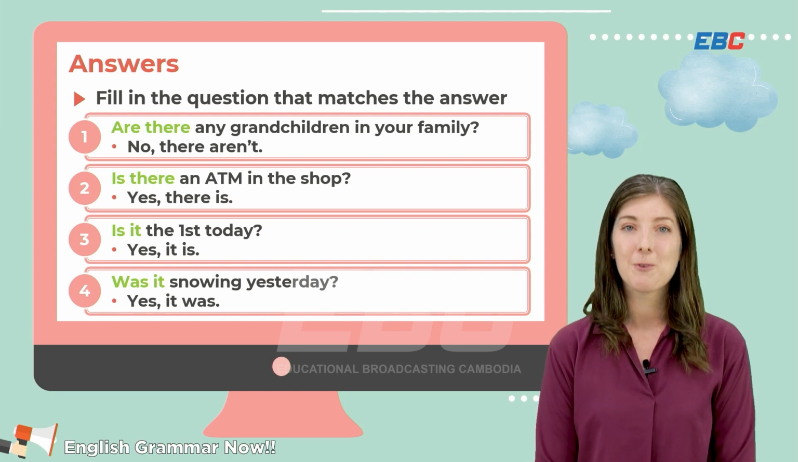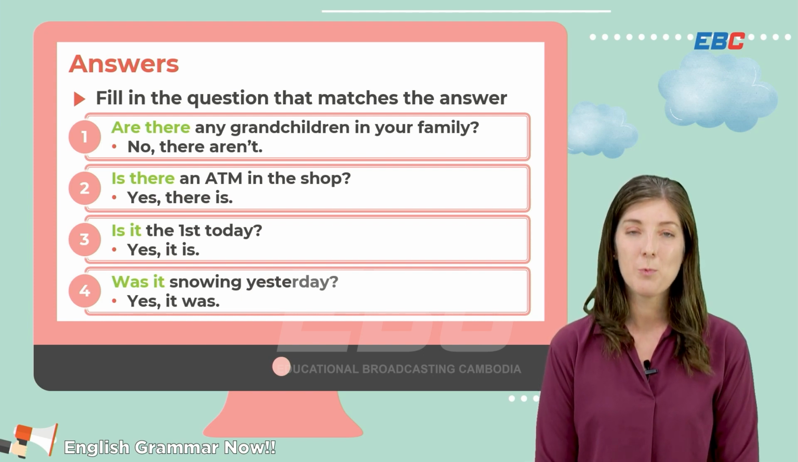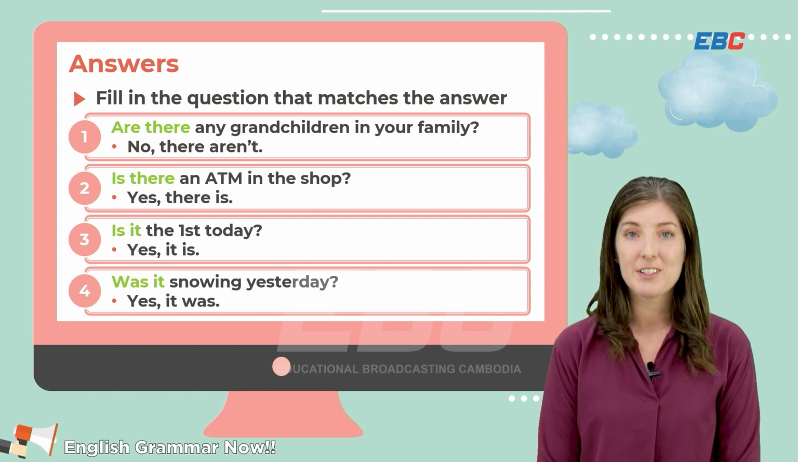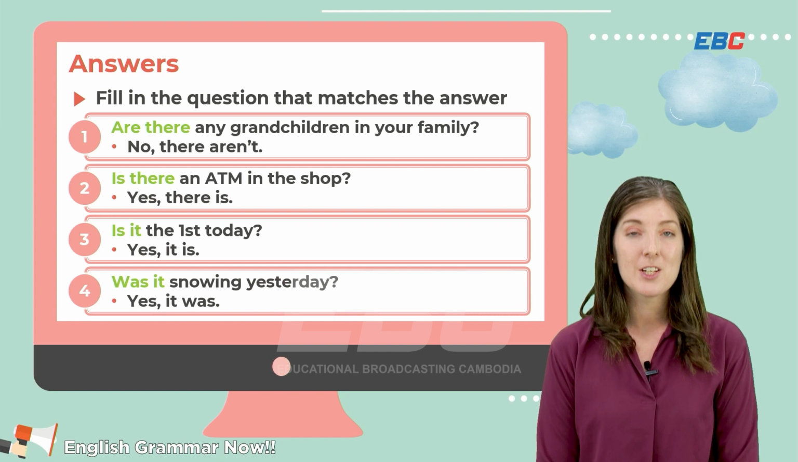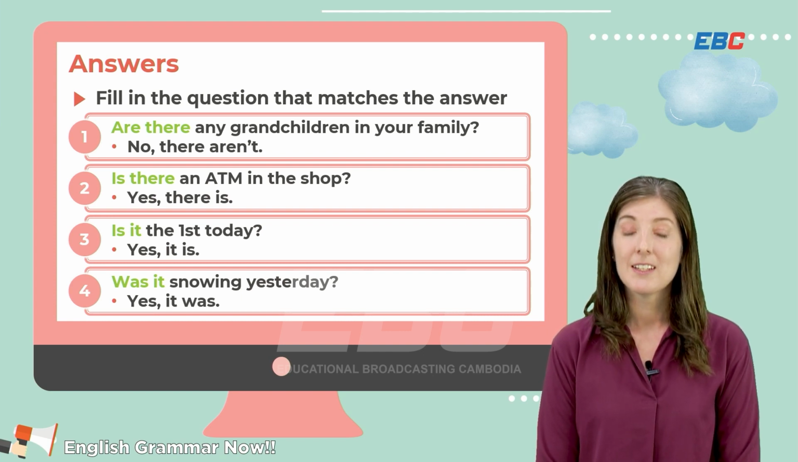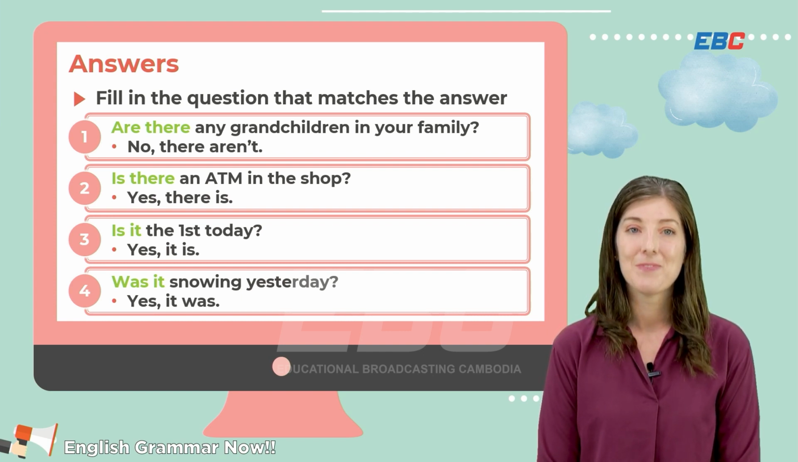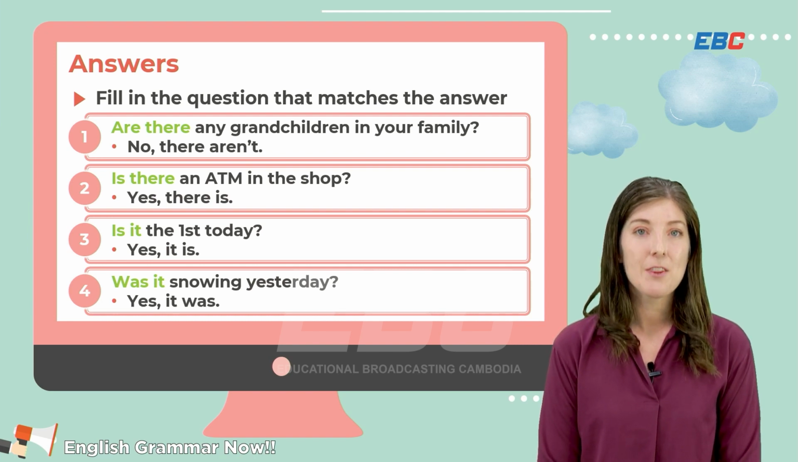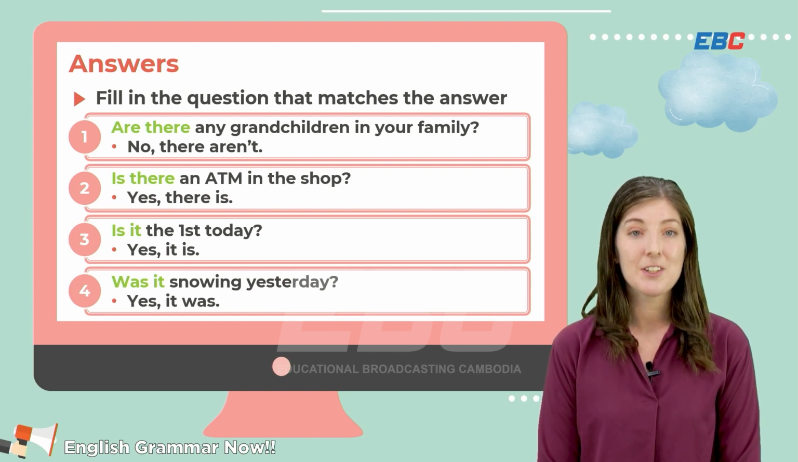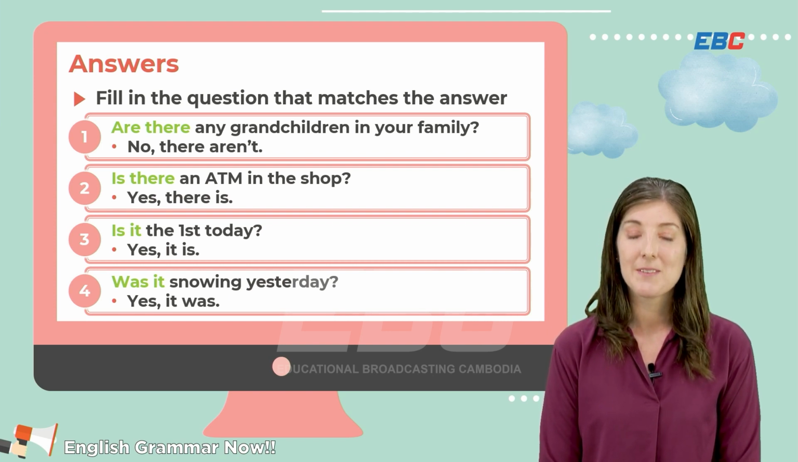Here's the answers for those blanks. For number 1, are there any grandchildren in your family? The answer, no, there aren't. Number 2, is there an ATM in the shop? The answer, yes, there is. Number 3, is it the first today? The answer, yes, it is. And number 4, was it snowing yesterday? The answer, yes, it was.